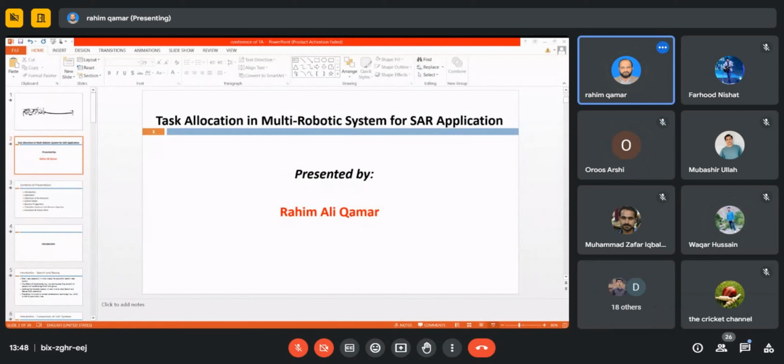My name is Rahim Ali Qamar, and the topic of today's presentation is task allocation in multi-robotic system for search and rescue applications. This is the scheme of the presentation. We are aware that population in urban areas is rapidly increasing, and in the event of a catastrophic event such as an earthquake, its impact would be profound. In such circumstances, the primary goal of disaster management organization is to preserve human life and ensure access to essential survival needs. Hence, linking modern technologies such as UAVs to search and rescue operation is essential for preserving human life.